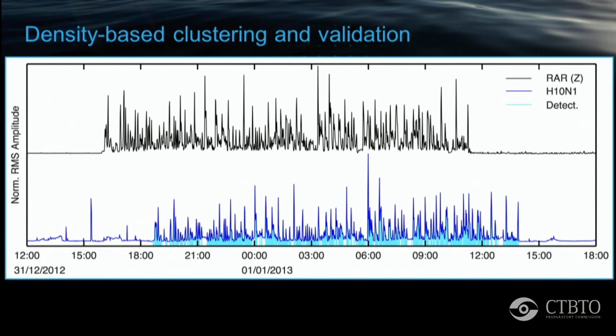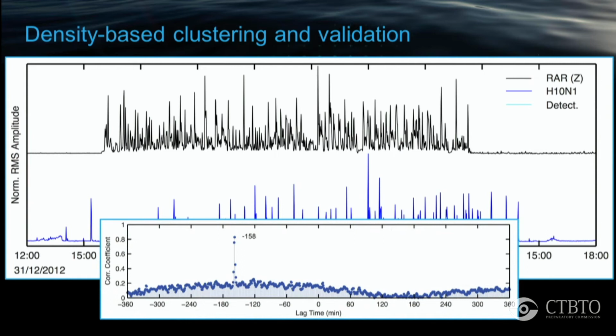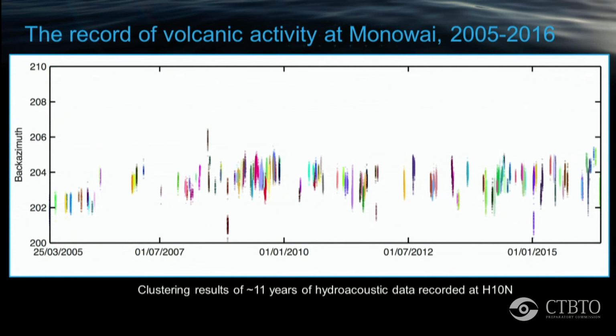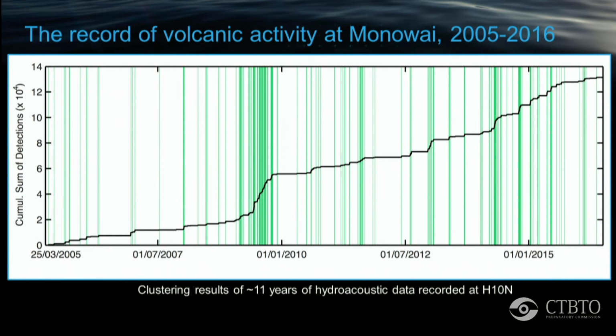And then we just cross-correlate these, and we find that the cross-correlation coefficient is 0.8 at -158 minutes. That's exactly what we would expect. So we do this for the entire data set, and we end up with loads of clusters. And obviously, that opens up some possibilities from a volcanological perspective here. When does the volcano go off? What is the time in between? We can see that the busiest year was probably 2009 and the end of 2014.